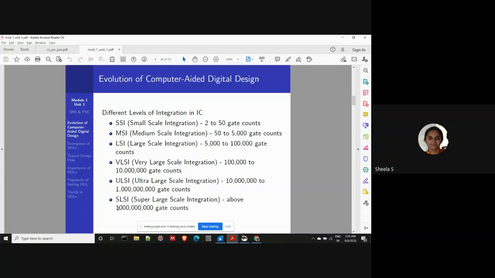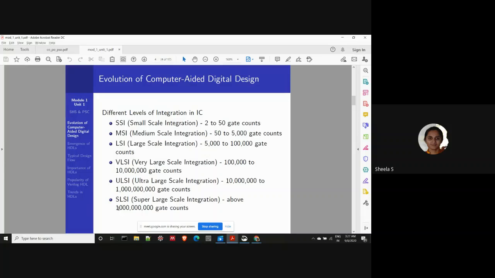So if there are more gates, I can place more circuits inside. When more circuits can be placed, the corresponding designs for every part of the circuit can be placed properly, and multiple operations can be done through a single integrated circuit. So this is how we are going to consider the different levels of integration.